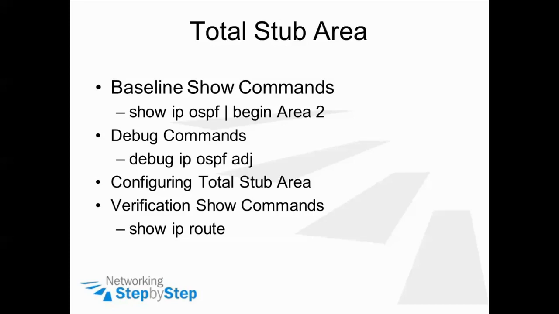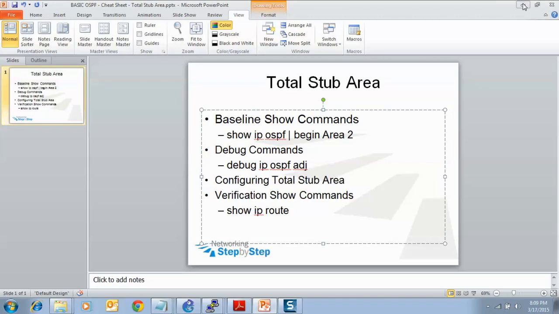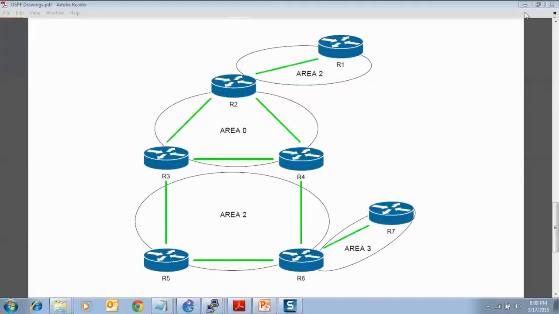Let's look at the network topology. I will configure OSPF total stub area at area 2. To do this, I will use the network configured in the previous video cheat sheet.